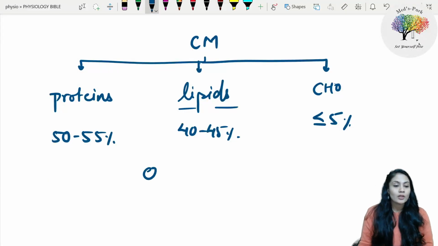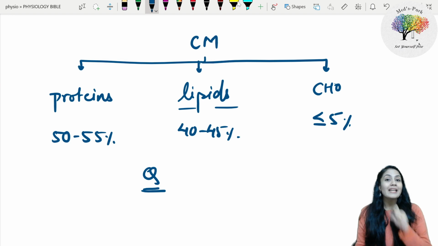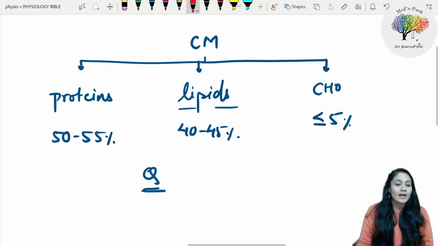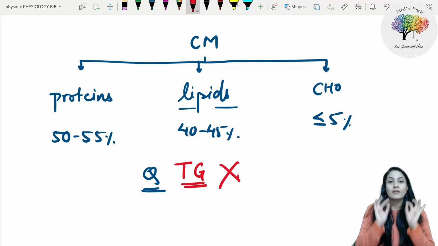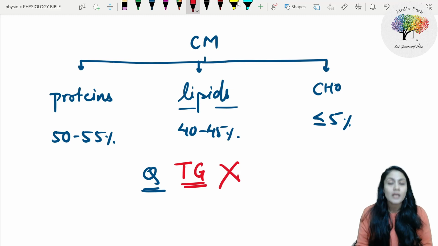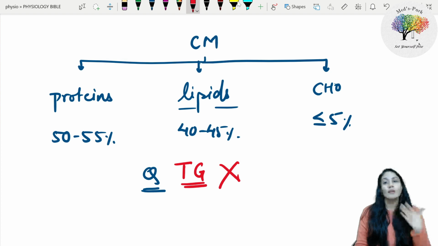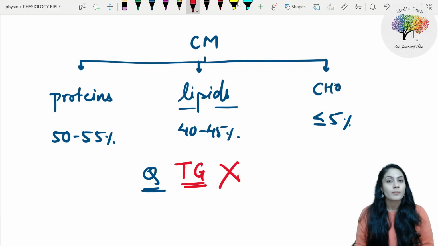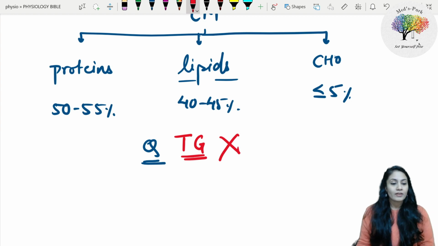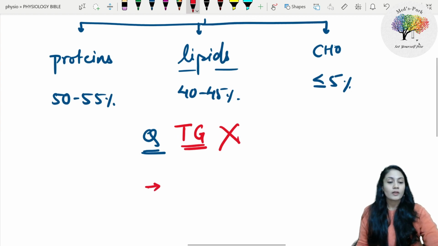But the question comes: which of the following lipids is not present in the cell membrane? Understand that triglyceride is never present in any cell membrane in the human body. That is one of the MCQs that might come. All the types of lipids are present, even cholesterol is present in the cell membrane, but not triglyceride.